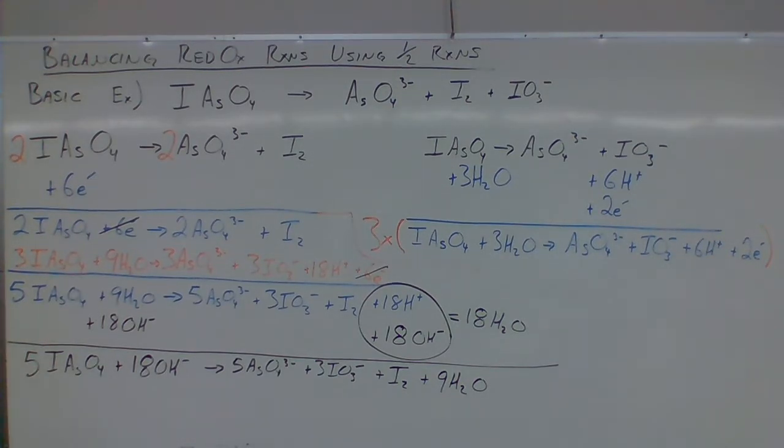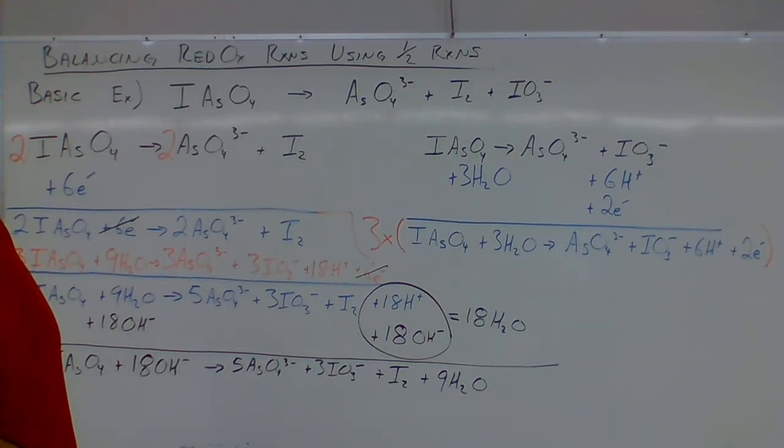Okay, so that is our method of solving these balancing redox reactions using half reactions. We've seen an acidic case, and we've now seen a basic disproportionation situation as well. Okay, let's move on to our next method of solving these reactions, which is balancing the oxidation number.